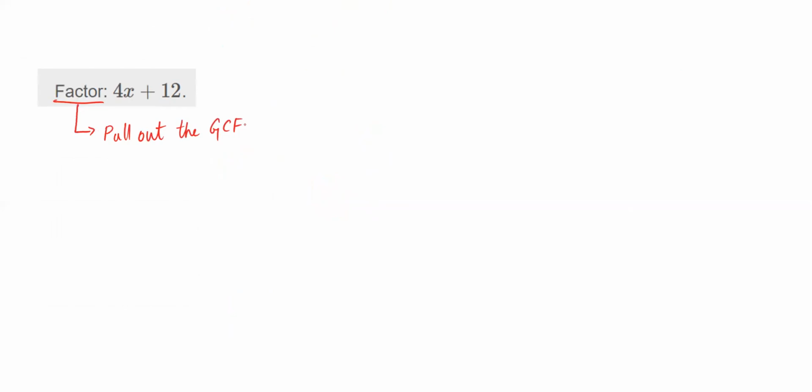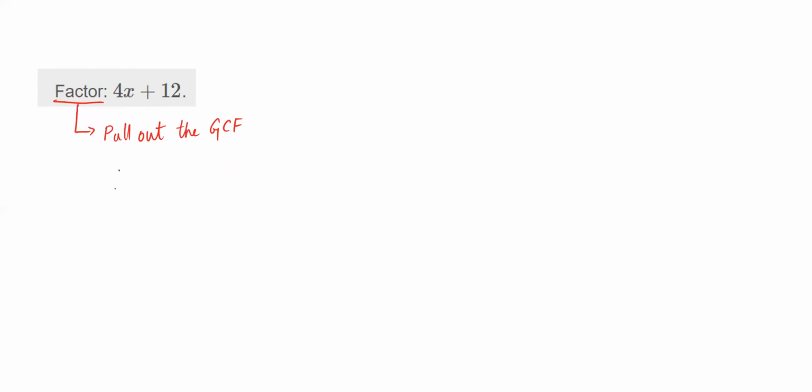Factor, the word factor itself means the numbers that are being multiplied together, right? As we saw in the previous case, we use the tree method to split the given number into its factors. So the word factor means to break it down. But here, when the instruction says factor, it basically means to factor out the GCF. So pull out the GCF.